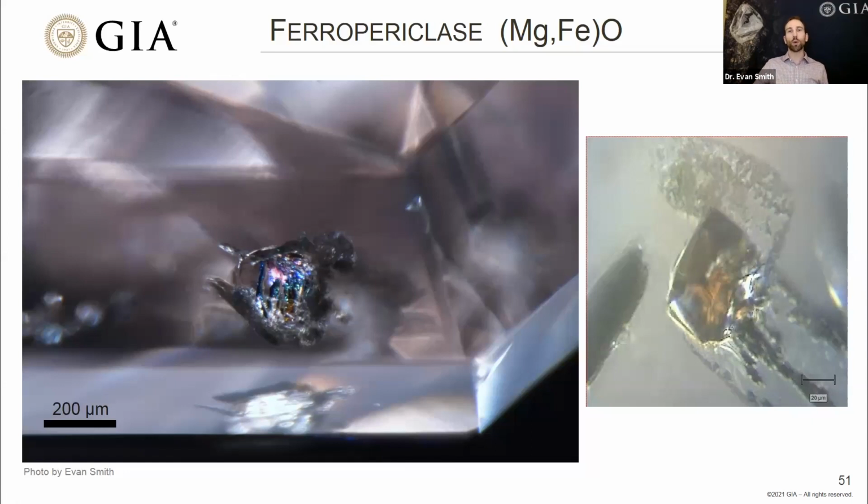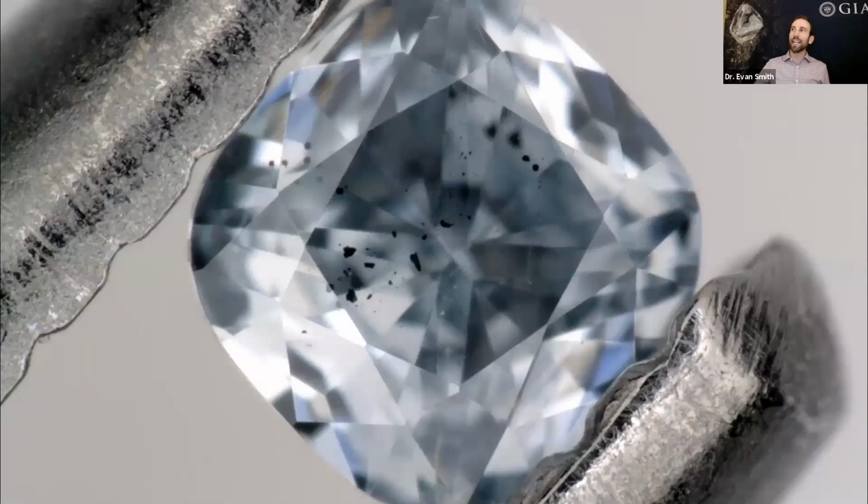And I'll show you one more example of ferropericlase, and that's here. So I showed you this diamond earlier. It's this fancy blue diamond with these black inclusions in it, and these are actually ferropericlase. And this stuff I identified using X-ray diffraction. So you can actually aim the X-ray beam at an individual inclusion and identify it as ferropericlase.